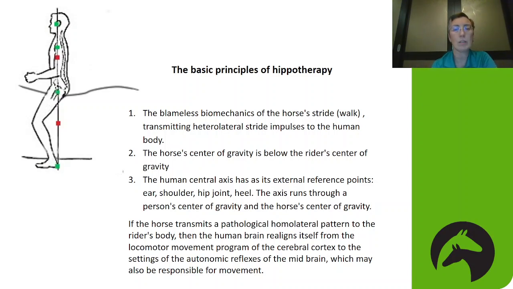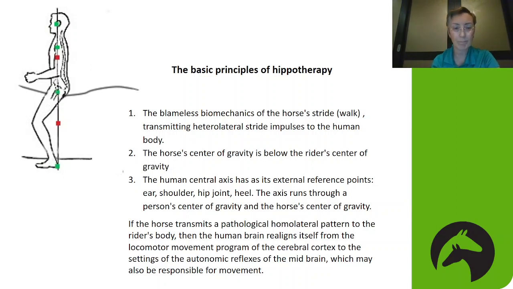Second, the horse's center of gravity is below the rider's center of gravity. And the human central axis has as its external reference points: ear, shoulder, hip joint, heel. The axis runs through a person's center of gravity and the horse's center of gravity.